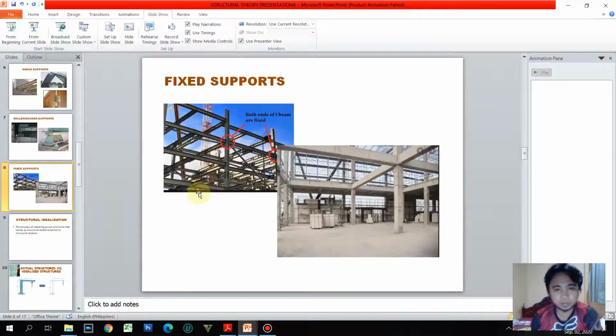So next we have the fixed support. If we have a structural framing that is fully welded, then that will be considered as a fixed support, because it does not permit any rotation, or any horizontal or vertical displacement on the support itself. That is similar to the RC structure or reinforced concrete structure, because we have a sufficient anchorage on this support, or beam and column connections. So those are the fixed supports.